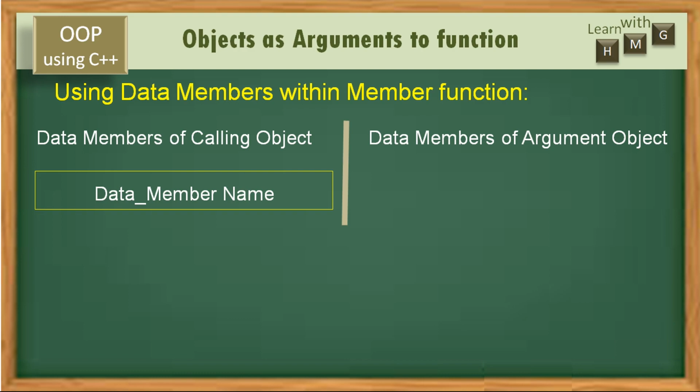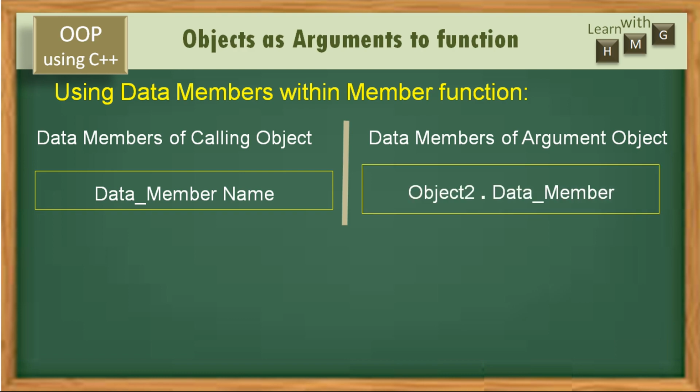No need to use any other extra thing. But whenever you want to access the data members of the argument object within the body of the member function, you have to attach a suffix: object name, dot operator. So to which object this data member belongs, that object name and dot operator will be there. So object 2 dot data member. Here I purposely wrote object 2 because object 2 is our argument object.